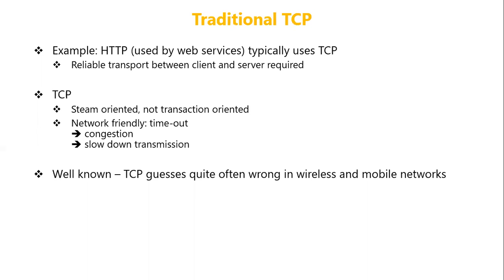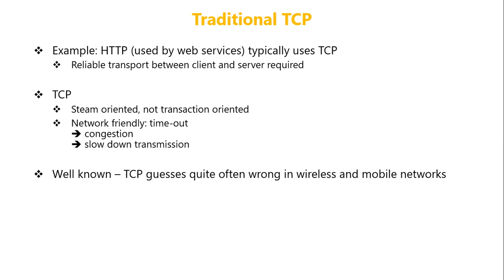UDP does not provide any network friendly manner. It won't behave in a network friendly manner. It won't pull back in case of congestion and continues to send packets in the already congested network. But this particular behavior of TCP is fine in wired networks, because in wired networks most of the time packet loss happens because of congestion.